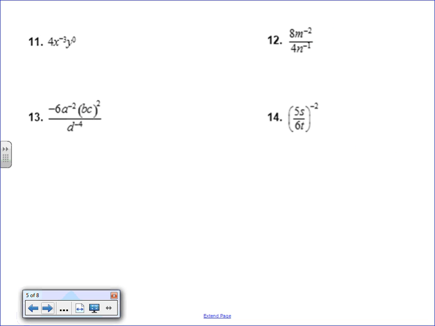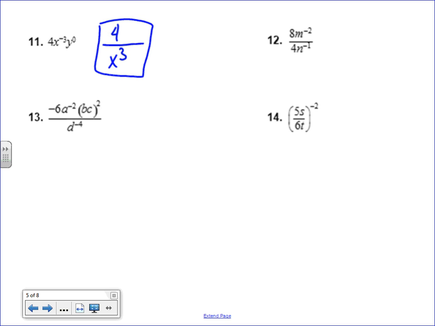Okay, if I take a look at a few of these, I've got a 4x to the -3, y to the 0. Well, if we look at it, you've got to think of getting rid of negative exponents. So the 4 does not have an exponent with it, so the 4 can stay right where it's at. The x has got to move to the bottom, and it would become x to the third. Y to the 0, that's just 1, so we don't have to worry about it.